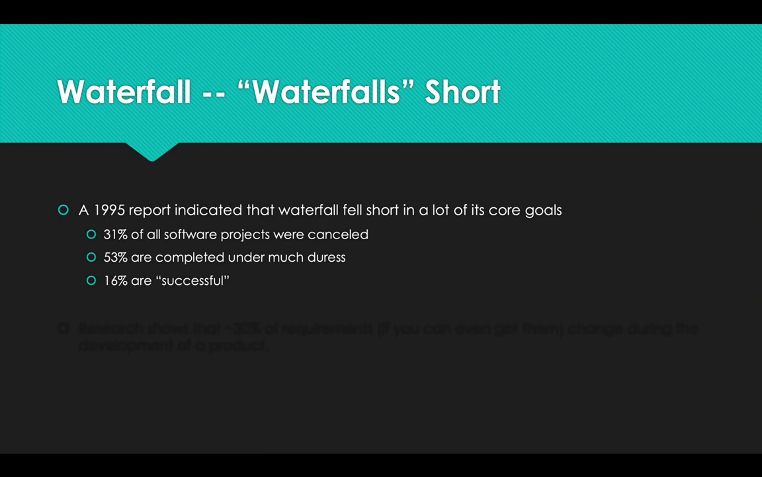It turns out that a fairly old report from 1995 indicated that Waterfall fell short of most of its core goals. In the software projects they looked at, almost a third were canceled. More than half were completed, but under a lot of duress. And approximately 16%, significantly less than a quarter, were what they considered to be successful.